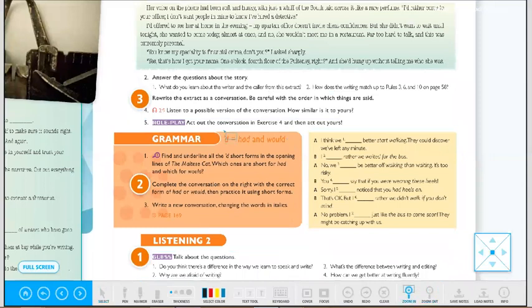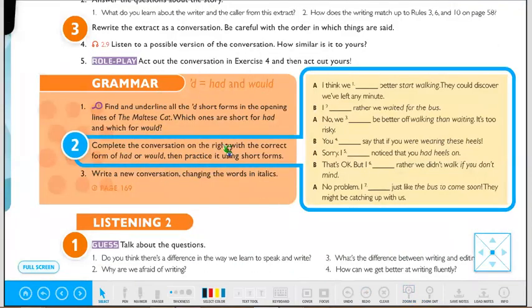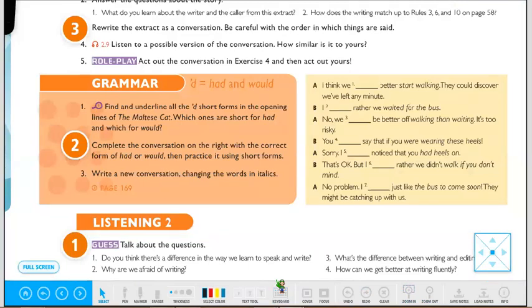So the grammar part is about had and would. Both of them are expressed with the same symbol, no? The apostrophe and the letter D. Many times we understand that it is had, and other times we understand that it is would. And how to differentiate it? Some of you already know the answer. That is very nice. But what about the others? Well, the others don't know.